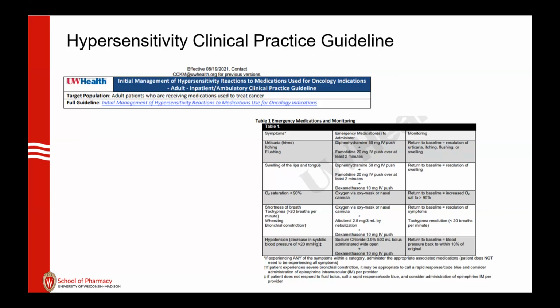And so I don't have this table memorized. I don't know if the providers do. If you do, you might. But the recommendation is to really treat the specific symptom, and you might have more than one symptom at once, of course. Then there's also order sets with all these medicines in them. Like if you look up the oncology emergency order set, it'll have all these medicines ready to order.